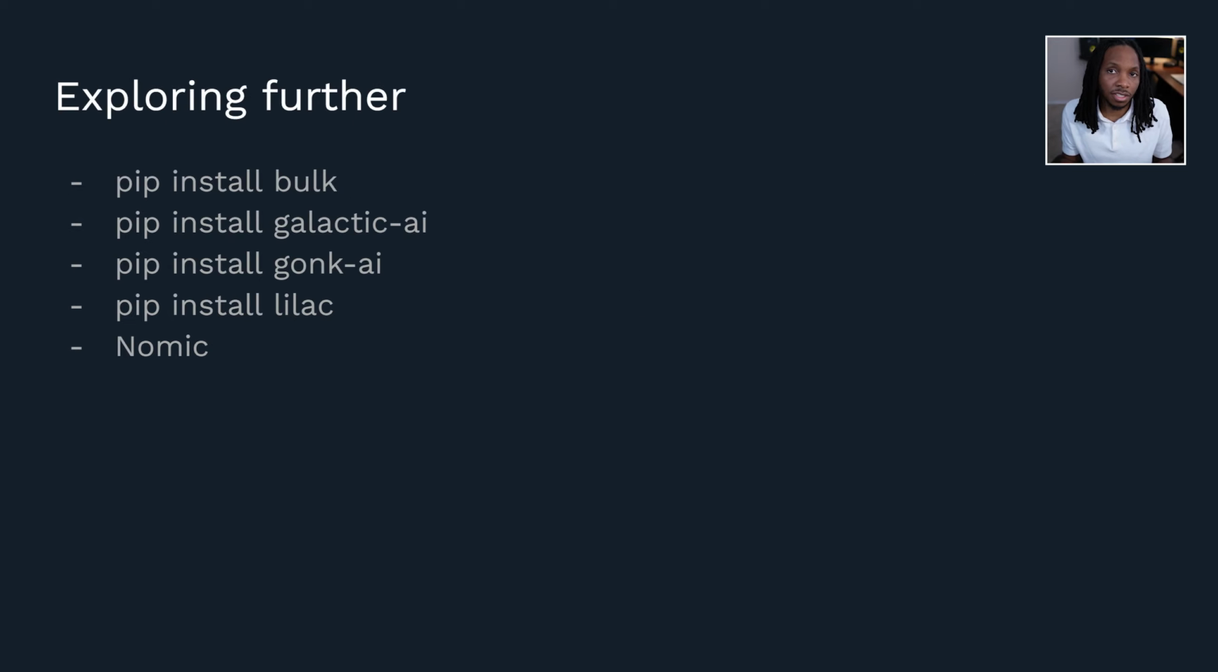And for everyone else that's curious about the data like myself, these are some of the other tools on my radar. Bulk, Galactic, Lilac have gotten a lot of attention over the last few weeks. I think Gonk is brand new, but I still want to try that as well. If you know of or have created any tools that do this sort of thing, please reach out. I'd love to test it and share my findings.